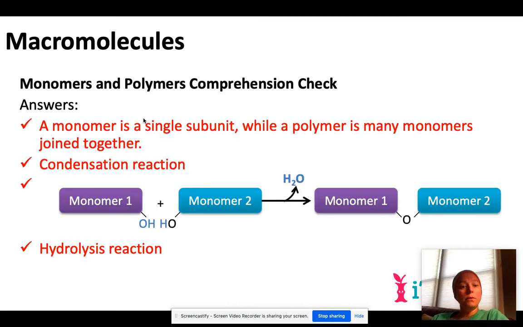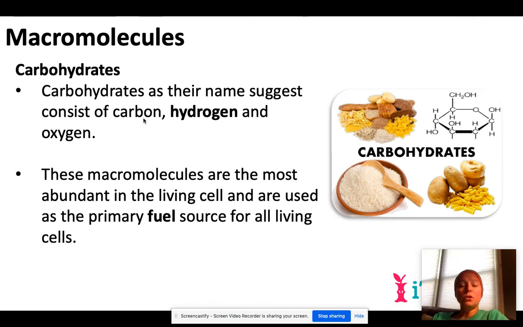So how did we do? And again, if we need to go back and review, go ahead and do so now. So let's look at the specific types of macromolecules, those biochemical compounds.